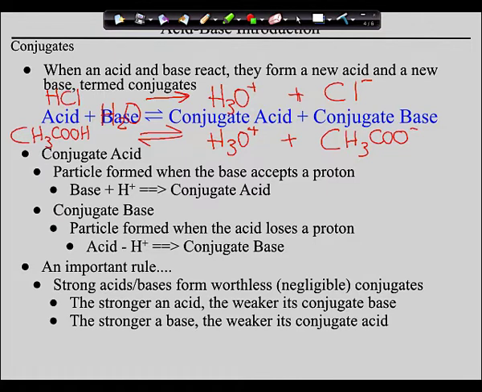Okay, and then guys, we understand this, that the stronger a base is, the weaker its conjugate acid will be. And Spencer, I do want to talk with you about that, just not now.